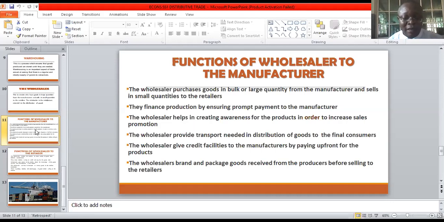So the last one is that the wholesaler brands. Branding simply means giving a different name to the product. A different name must be given to different products, and they will package the goods received from the producer again, before they can sell this commodity to the retailer.